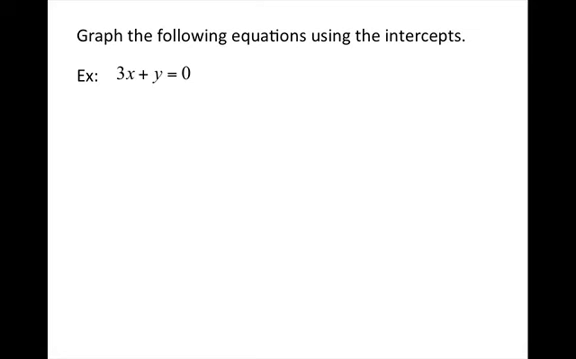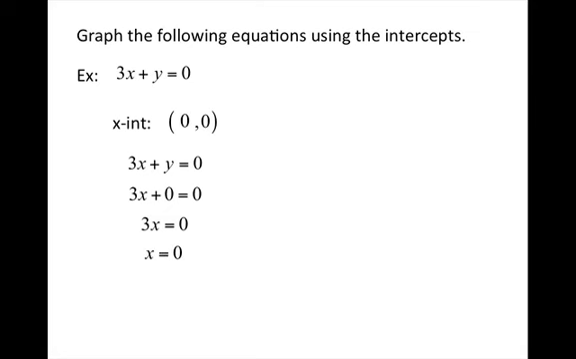Now let's look at the next example. I have 3x plus y equals 0. So begin with the x-intercept by letting y be 0. So begin with the equation 3x plus y equals 0, and we're going to replace the y with a 0. So we get 3x plus 0 equals 0. This just gives me 3x equals 0. When I divide each side by 3, I get that x is 0. So my x-intercept is the point (0, 0).